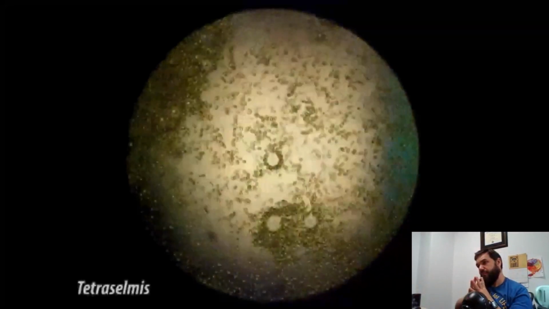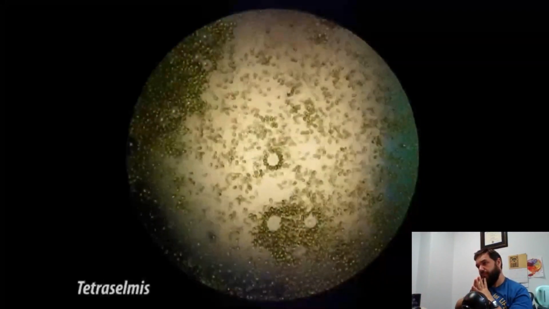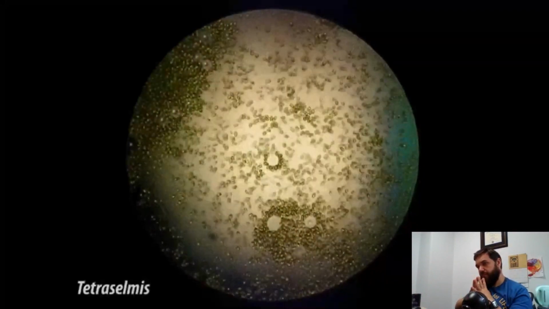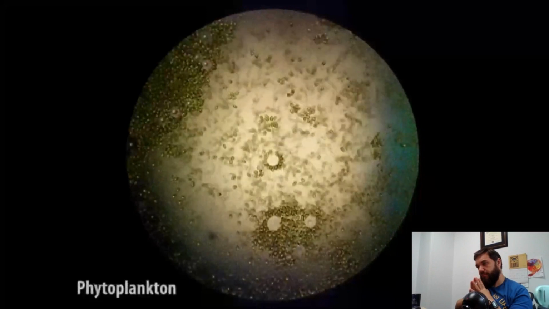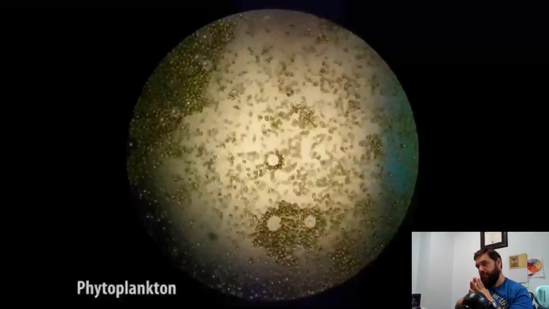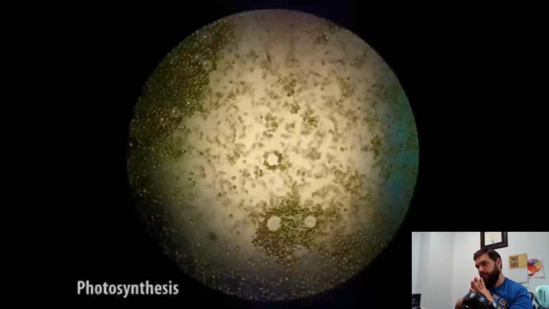The green things zooming around here in this saltwater sample are a type of algae called tetraselmis. Algae are also called phytoplankton. Like plants, they use the sun's energy to turn carbon dioxide into sugars. This is called photosynthesis.